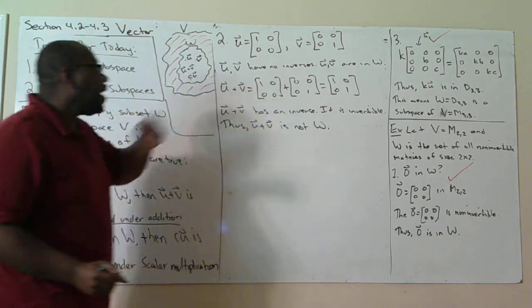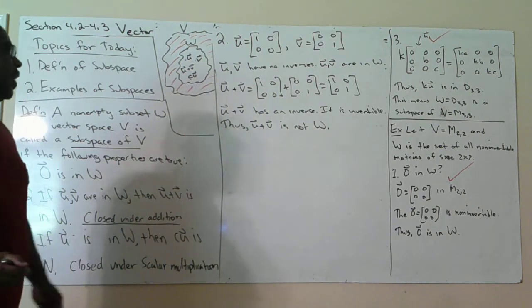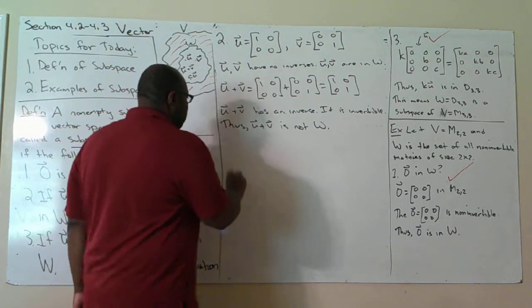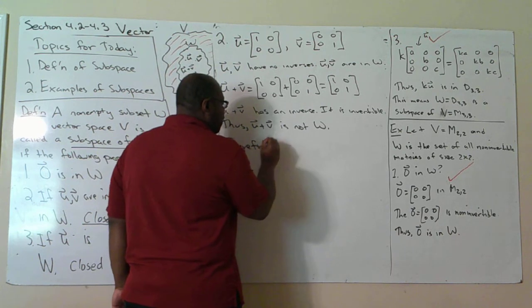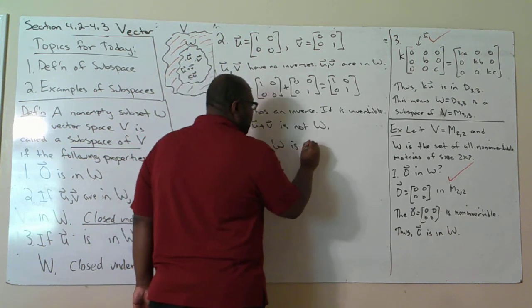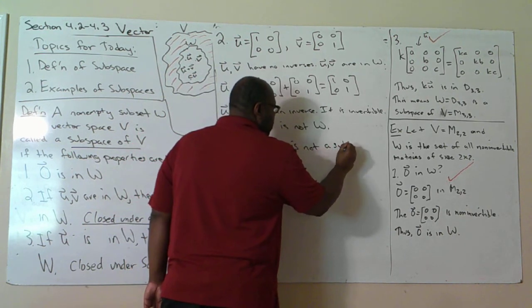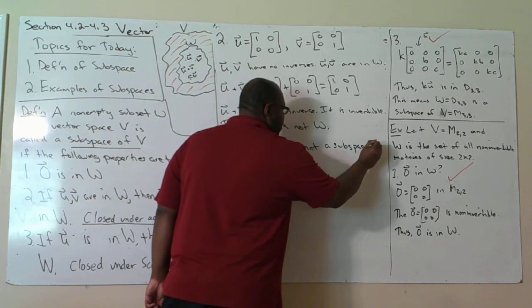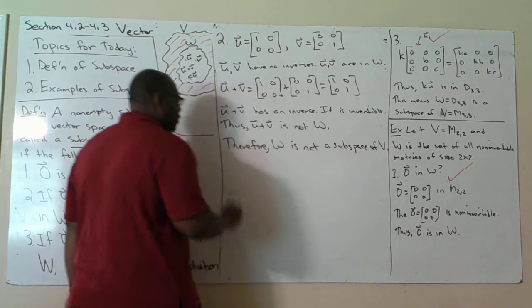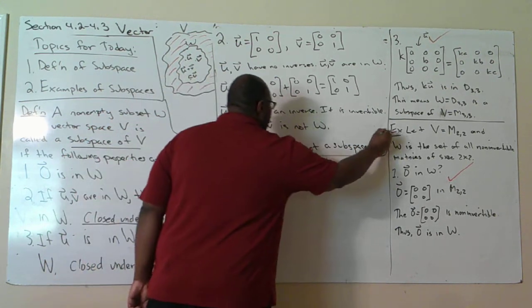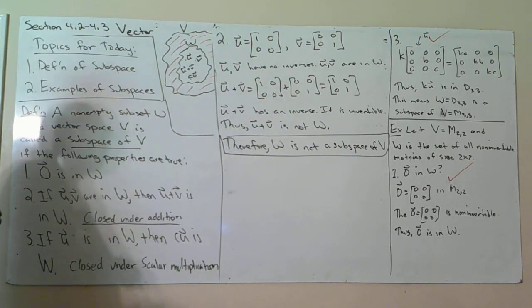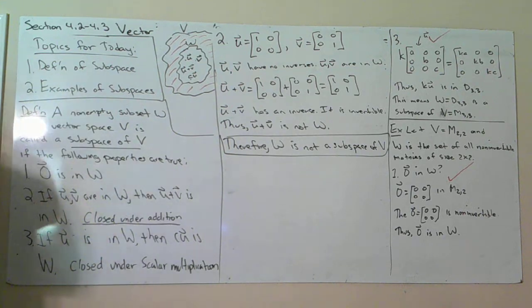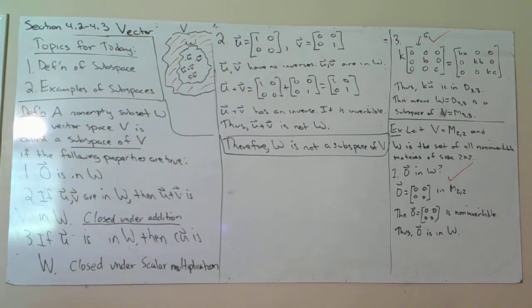So that means that it's not a subspace. I can stop there. Therefore, W is not a subspace of V. Okay. So we've just shown it there, right? So I made it a little bit more interesting for you guys.